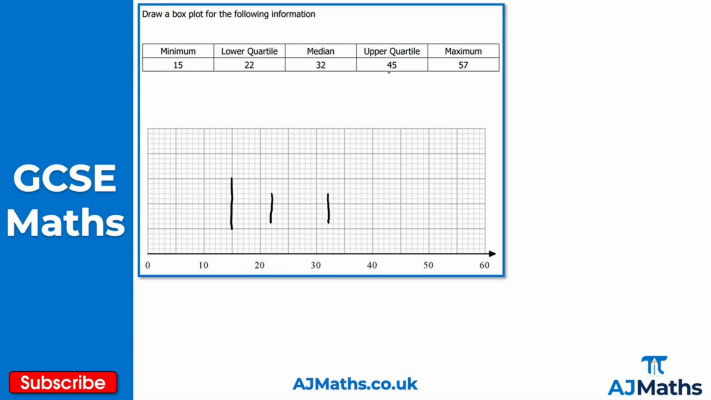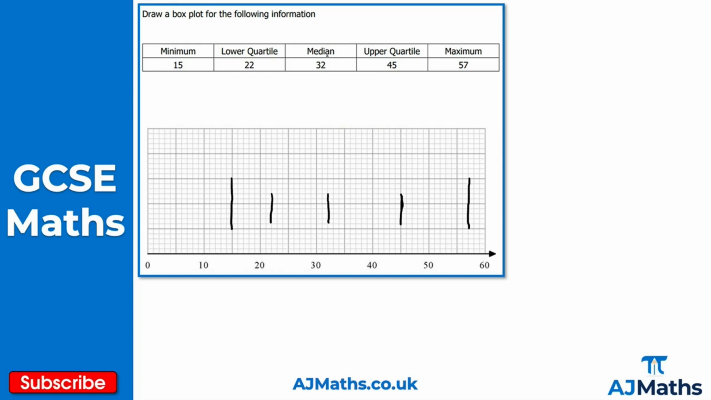The upper quartile now is 45. Again, halfway between 40 and 50. That gives us our upper quartile. Do use a ruler when you're doing this. I'm doing it freehand, not the neatest. And then finally, the maximum is 57. This would be 55, 56, 57. It will look something like that.